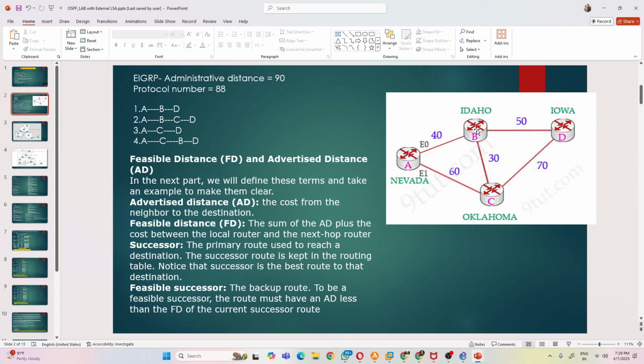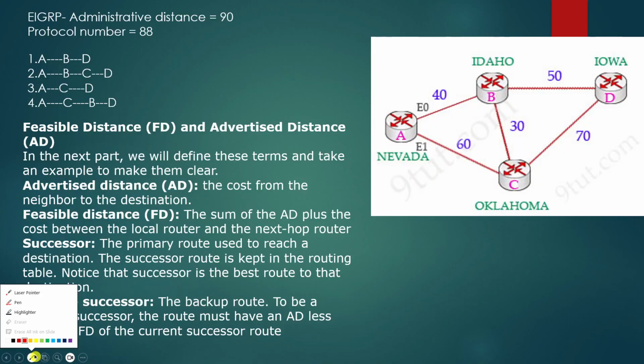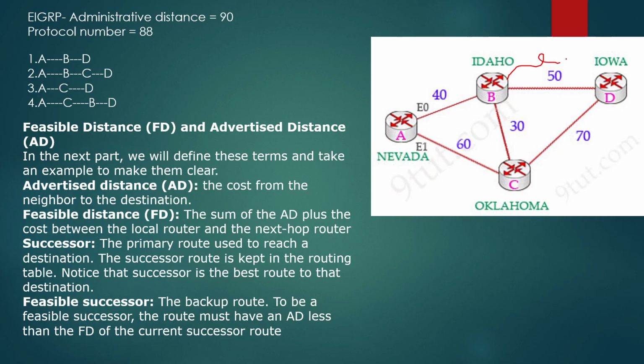The cost from the neighbor to the destination. Okay. The advertised distance is now the cost from the neighbor to the destination. It means this is the one. These are the neighbors, right? So what is advertised distance? It is the cost from the neighbor to the destination.